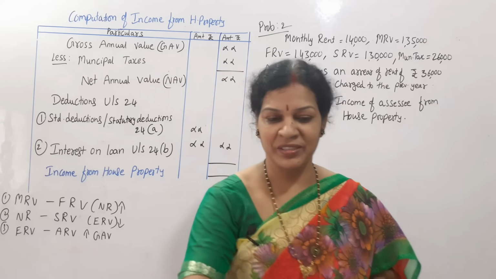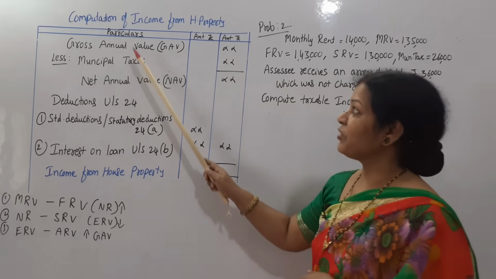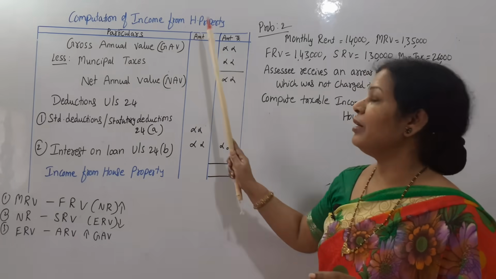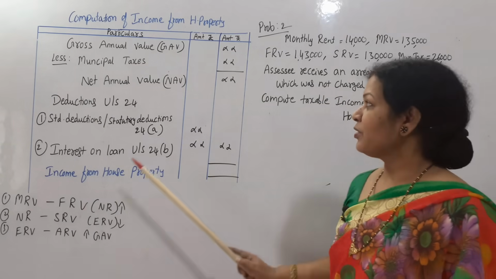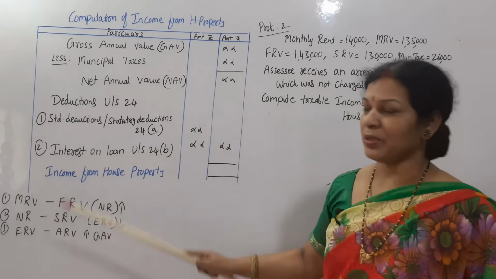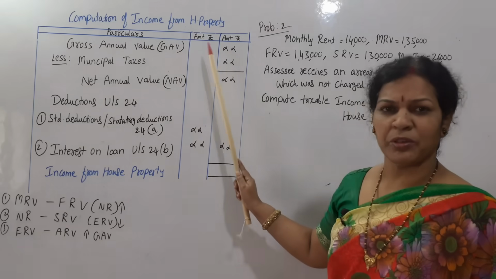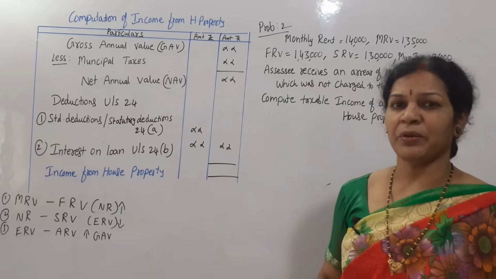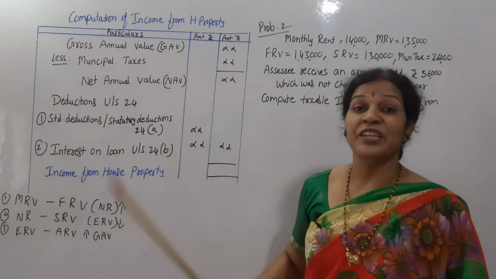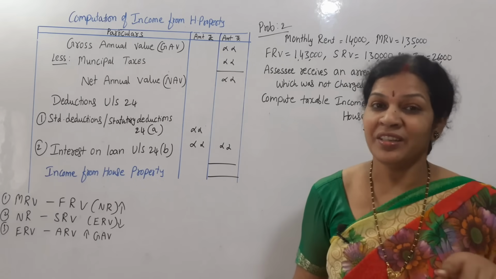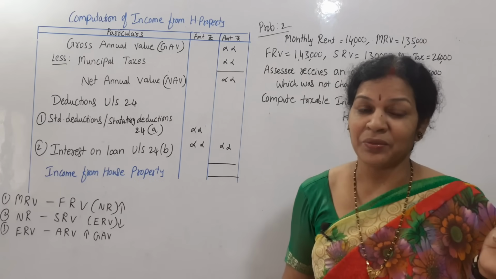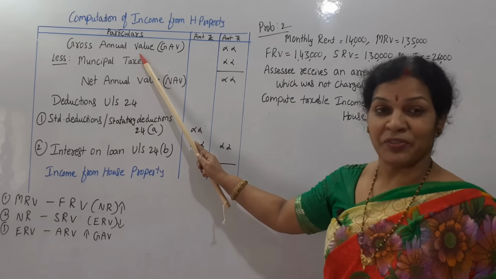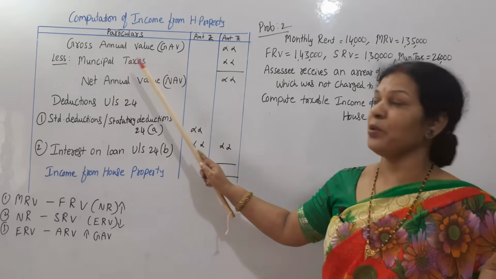What is the pro forma? See, pro forma is this one, computation of income from house property. So I have drawn this table, particulars and amount, two columns. Okay. First what we are going to take is gross annual value, GAV. In the third class we came to know how to calculate this GAV, right? So first we are starting with gross annual value.